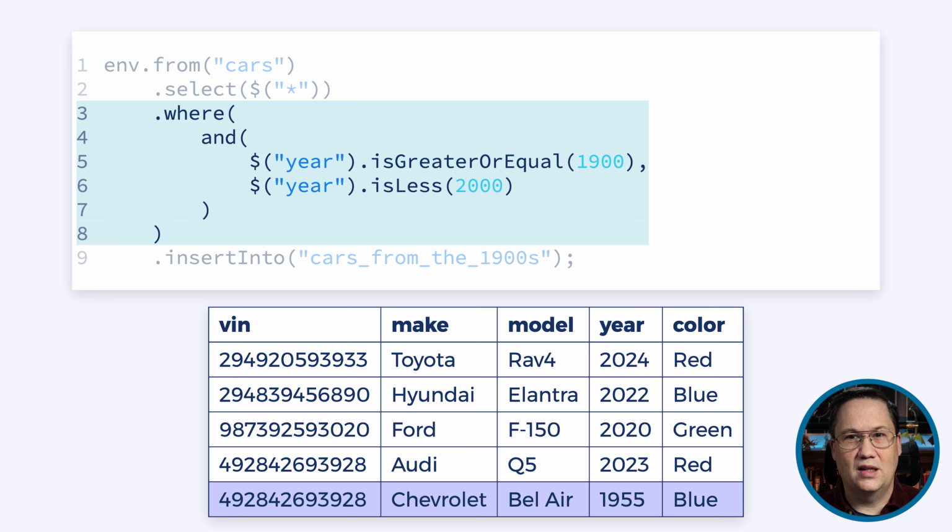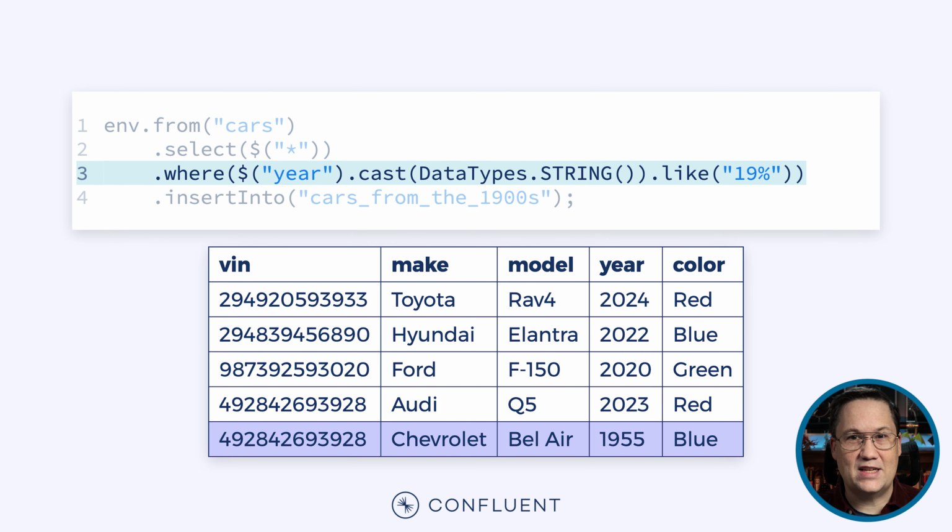Just for fun, let me show you an alternative way to write this query. We could cast the year to a string and then use the like operator to check if the string starts with 19. There are many ways to create API expressions for a where clause. If you are working in an interactive development environment or IDE, it can give hints about what expressions you can create.